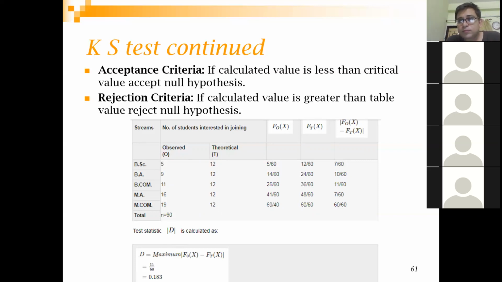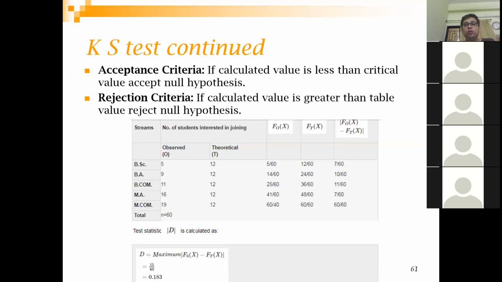Sir, in theoretical distribution, it means it should be distributed equally across the streams. Suppose the number of students is 60 and there are 5 streams, it should be 60 divided by 5, like that. Yes, if we are taking the theoretical distribution to be uniform, it will be equal at every stream, right? Yes, that's how uniform distribution works. Okay, sir. Thank you.